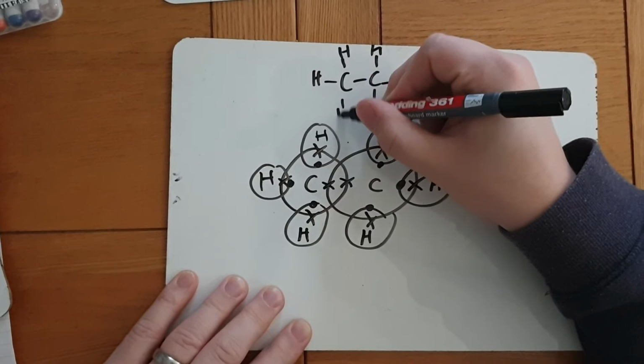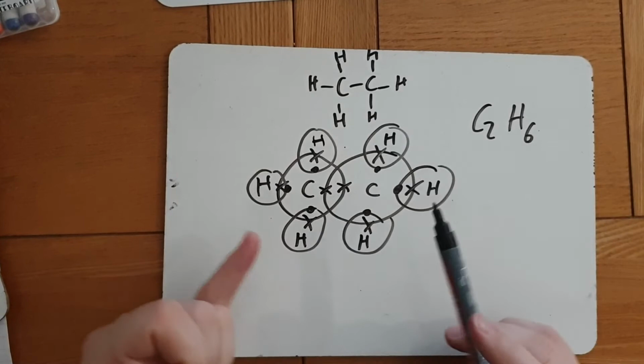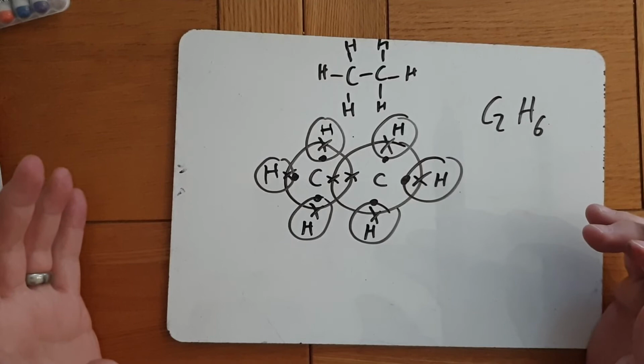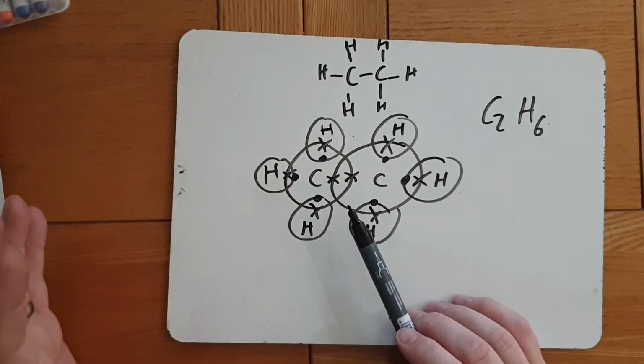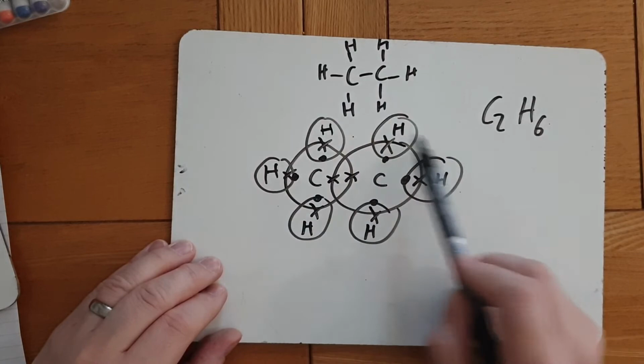C2H6. So you will never be asked to draw it this way, because the bigger these molecules get, drawing them with all the electrons and showing all the bonding starts to get a little bit more confusing. That is why we simplify them to this. But I just wanted to show you that actually the drawings that you've encountered before are just simplified that way.